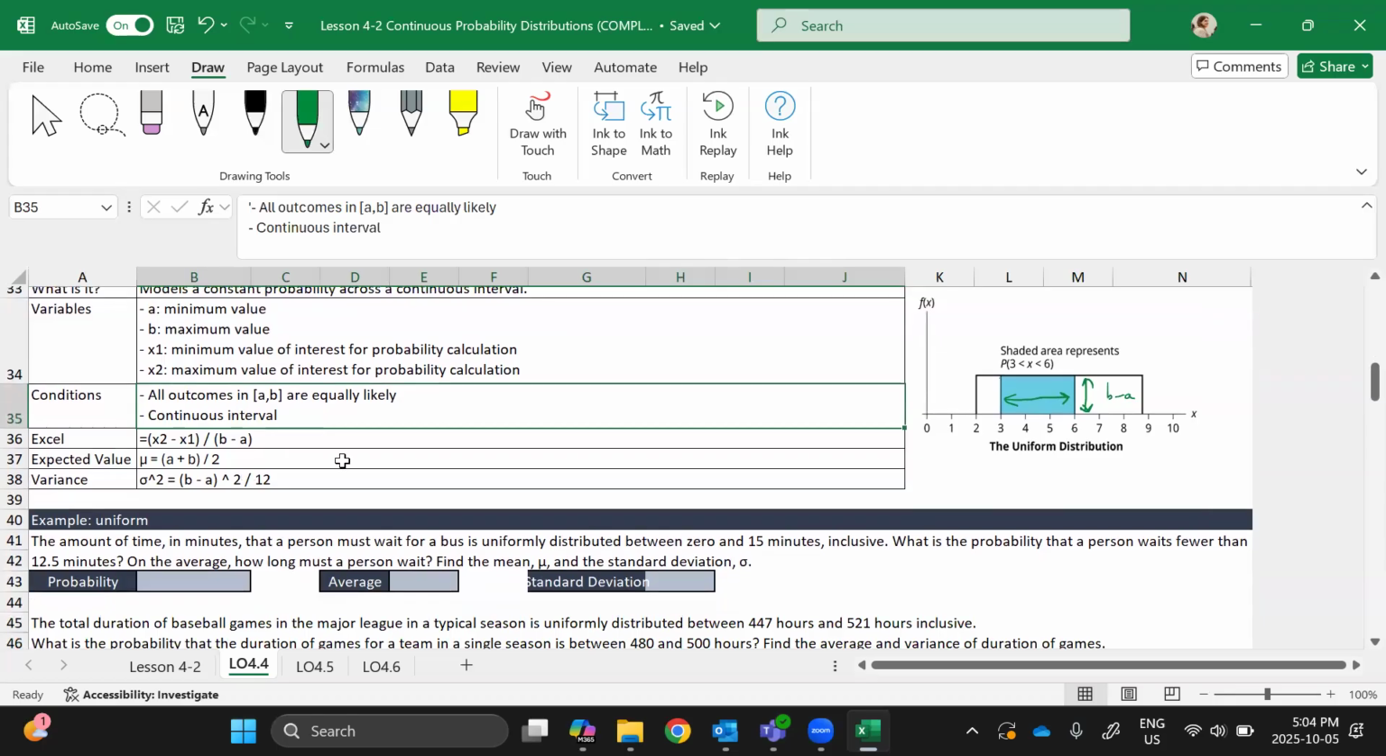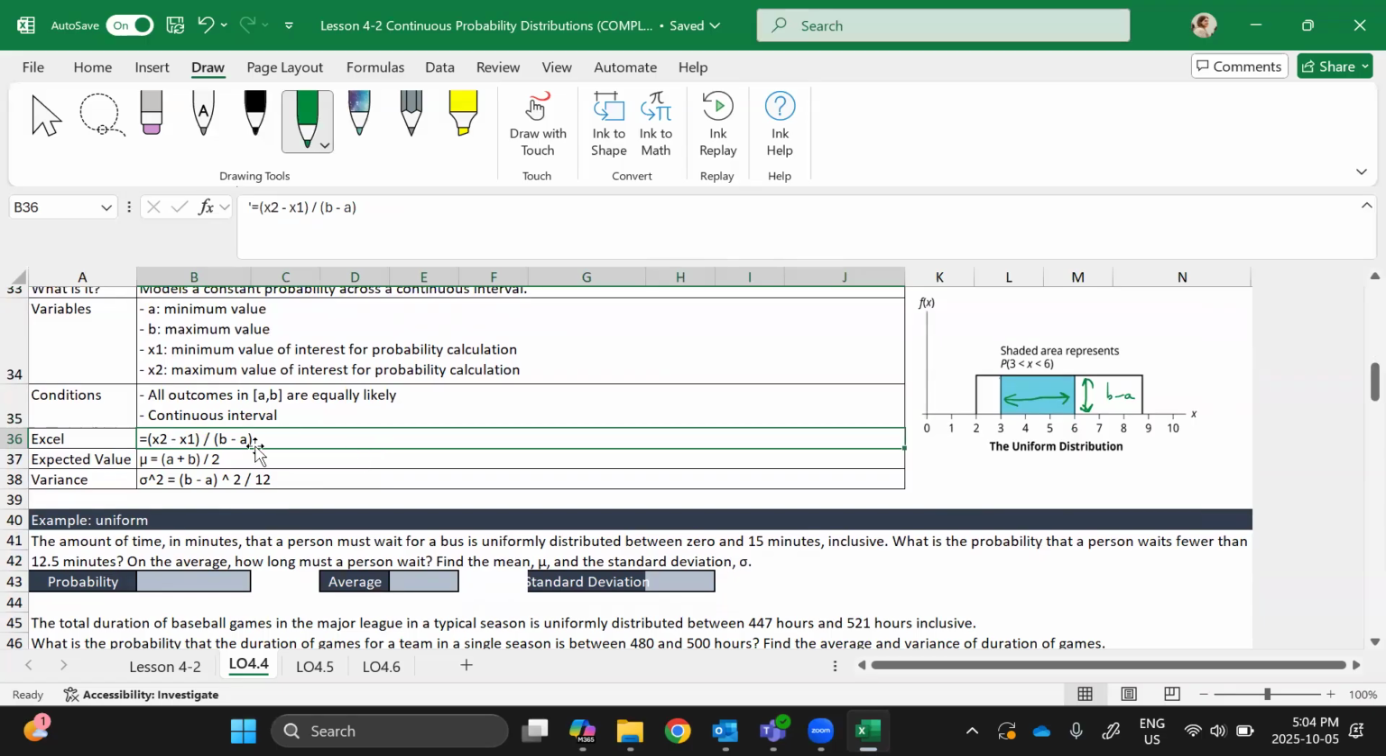In Excel, there's no specific uniform distribution function. You just calculate the area of the rectangle between any 2 points by taking the difference in the 2 points you're interested in, divided by the maximum minus the minimum value for the rectangle.